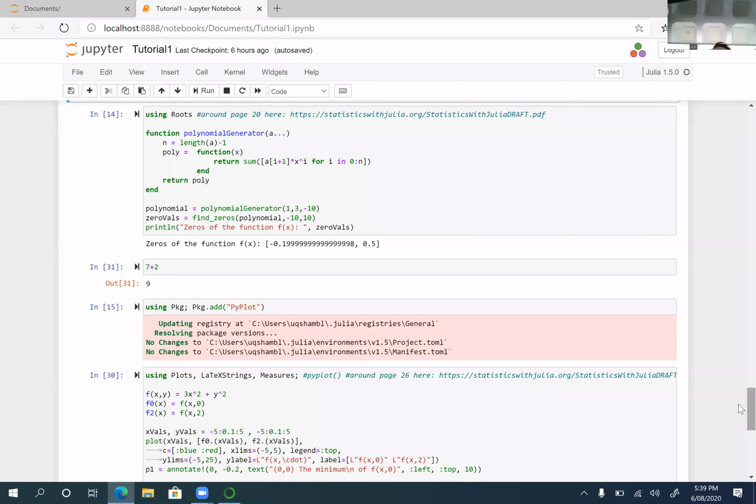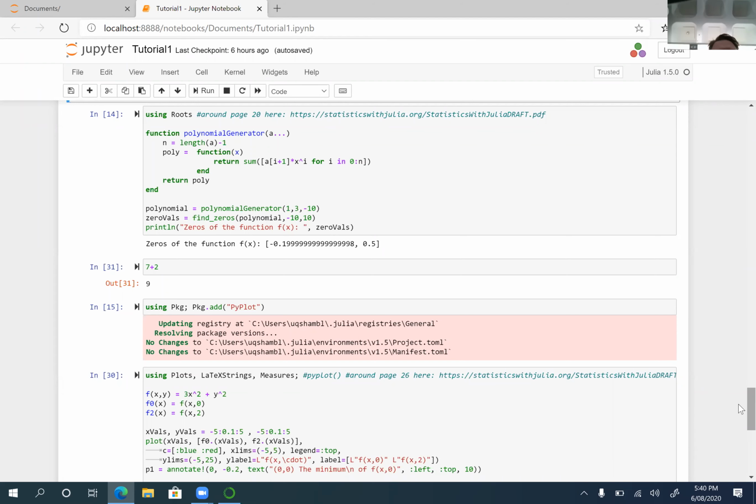So when you enter that, n is the length of a minus 1. If you think of a as an array, let's say, with four entries, for example, you have to accommodate the x to the 0 as well. So that's why we've got one more coefficient than the degree. So n equals length of a minus 1.